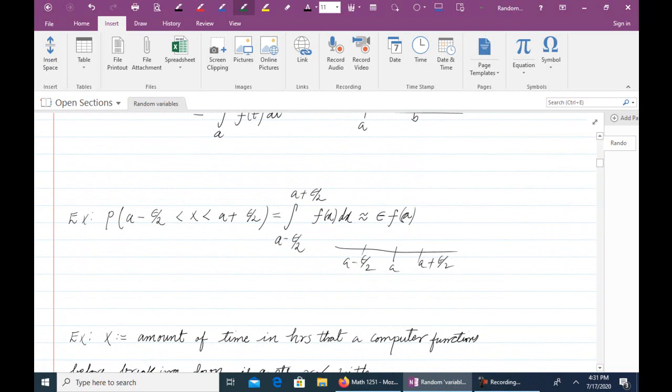And I have already made a similar comment before, but the probability that x is between a minus epsilon over 2 and a plus epsilon over 2 should be the same as the integral from a minus epsilon over 2 to a plus epsilon over 2 of f of x dx. And this integral is approximately the same as epsilon times f of a.